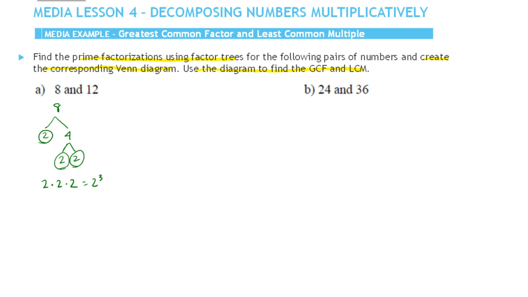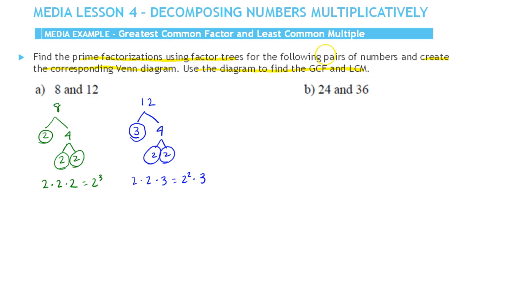Now let's find the prime factorization of 12. Well, 12 is 3 times 4. 3 is prime, so I'm going to circle it. 4 can be factored further. It's 2 times 2. And 2 is prime, so I'm going to circle them. Now the prime factorization in expanded form, we'd write 2 times 2 times 3. Or in exponential form, we could write 2 squared times 3. So those are our prime factorizations.